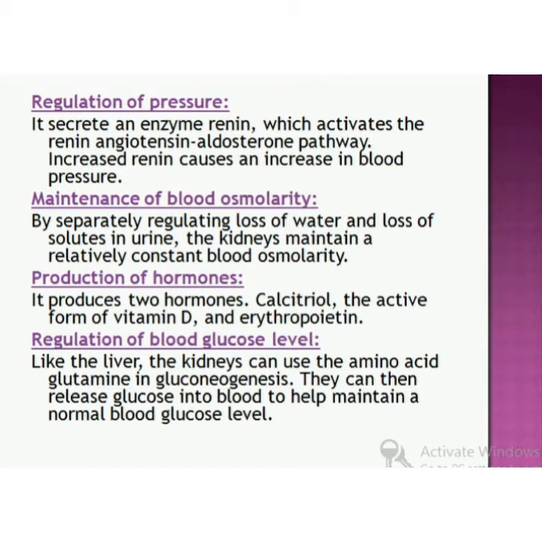Production of hormones: it produces two hormones, calcitriol, the active form of vitamin D, and erythropoietin. Regulation of blood glucose level: like the liver, the kidneys can use the amino acid glutamine in gluconeogenesis. They can then release glucose into the blood to help maintain a normal blood glucose level.